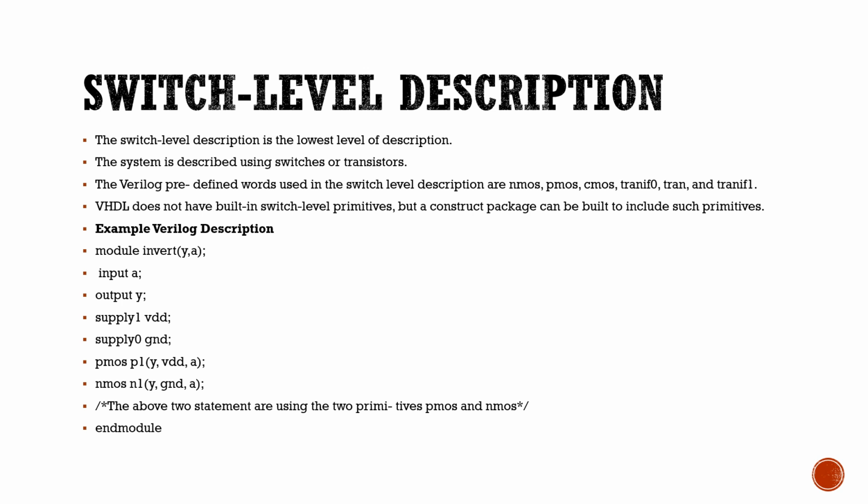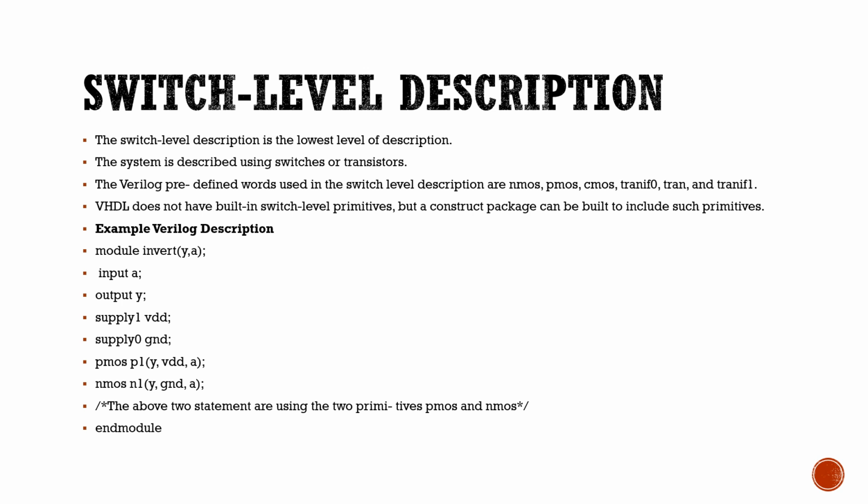Below that, we have defined PMOS P1 Y comma VDD comma A and NMOS N1 Y comma ground comma A. So here the PMOS and the NMOS transistor together form a CMOS inverter. This CMOS inverter is nothing but a NOT gate.